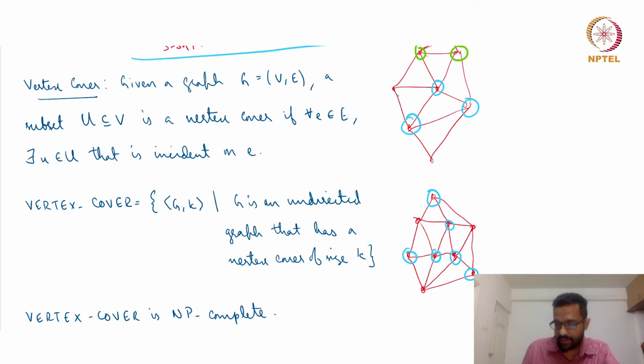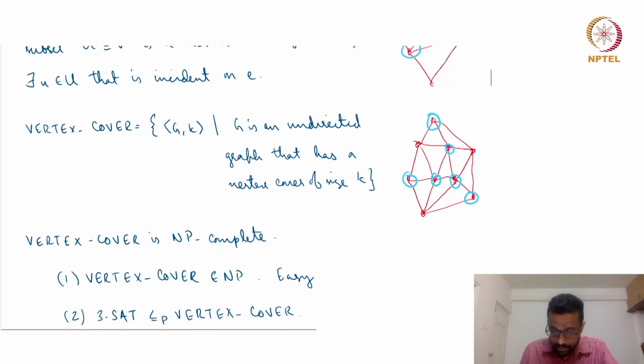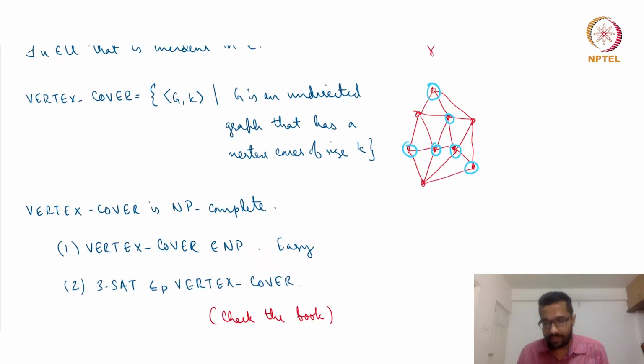So again, vertex cover is: given a graph G and a number K, does there exist a K-sized vertex cover for this graph? This is NP complete also. The first part is easy. The membership of vertex cover in NP is easy. Just like I argued for clique, given a vertex cover, it's easy to verify. You can just run through the list of edges and see if each and every edge is covered. The second point, the NP hardness: are all the languages in NP reducible to this?